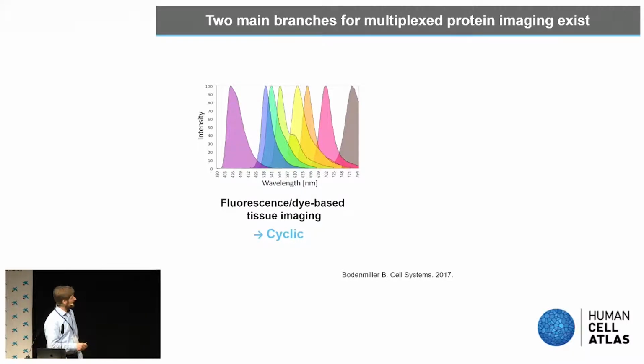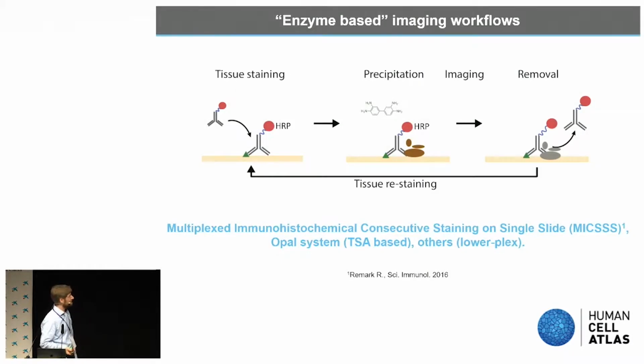Now, one important point I want to make here is you can see here some emission spectra of fluorophores, and you can see there's a lot of overlap among those fluorophores. And the result of this is that we cannot just measure 20 different markers at the same time, all coupled to a different fluorophore. But because there's this big overlap, the solution to this problem was to cycle the reporters, and I will go into how this is done.